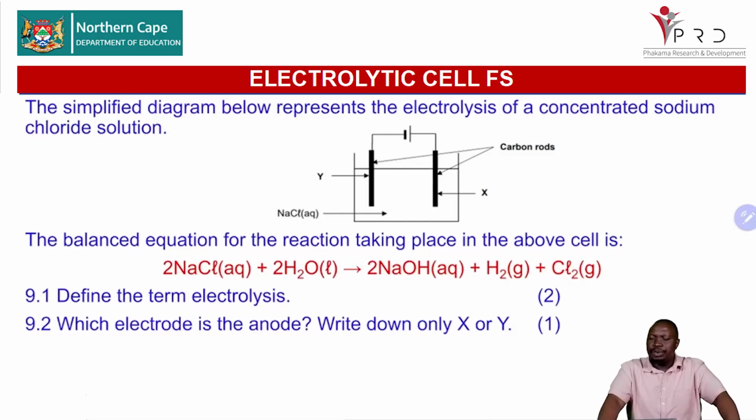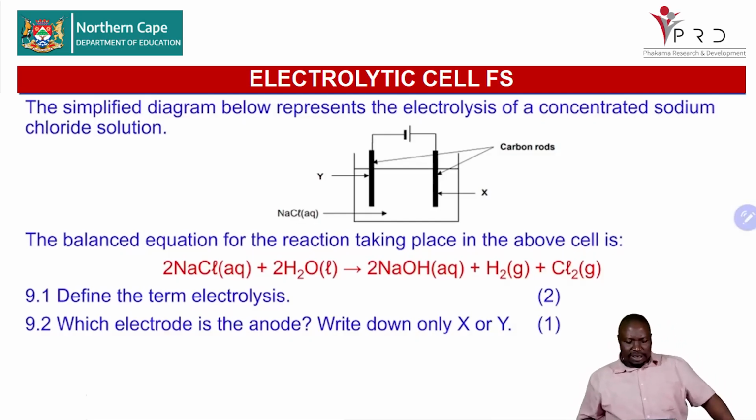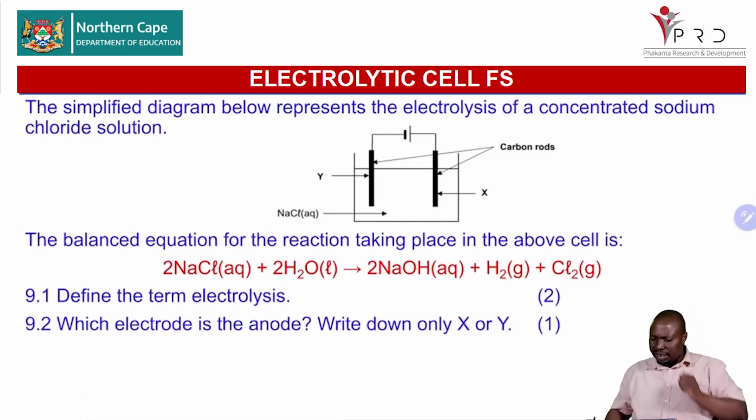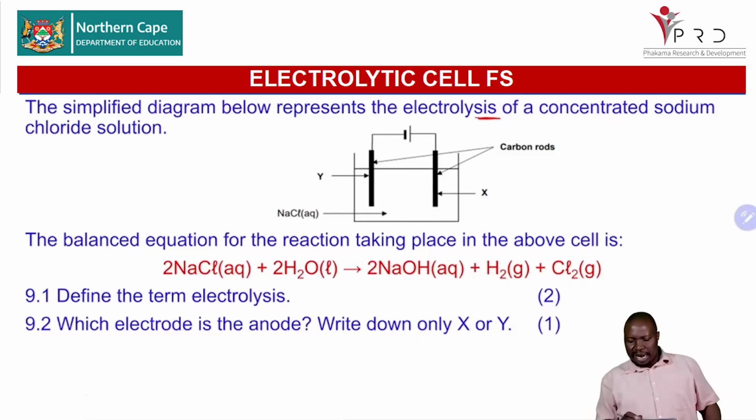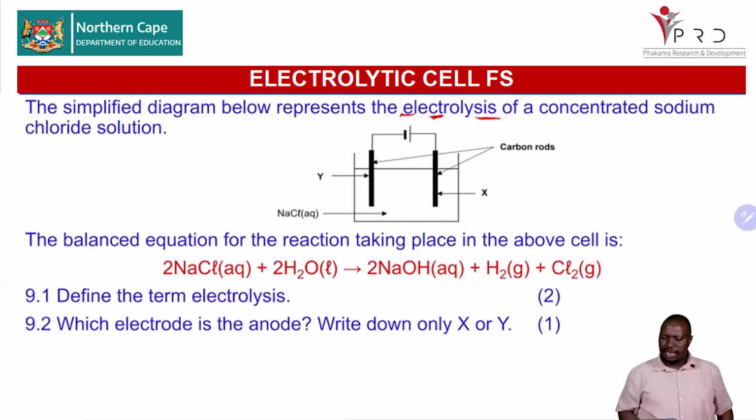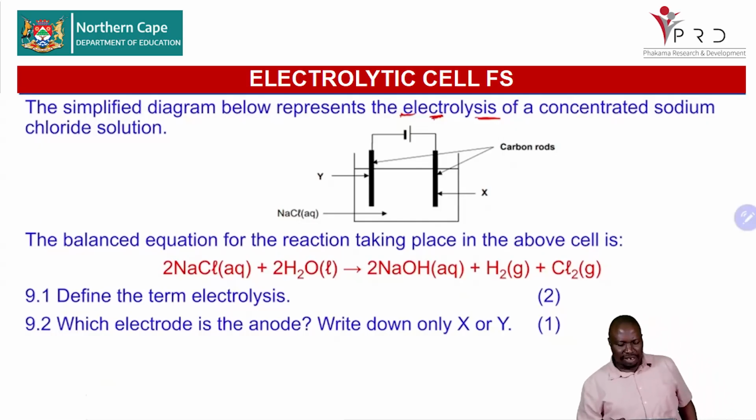The simplified diagram below represents electrolysis. You can ask yourself, what is electrolysis? Electrolysis is a process where electrical energy is converted to chemical energy, from E to C. On the name there, it can remind you that it is 2 marks for the first question.